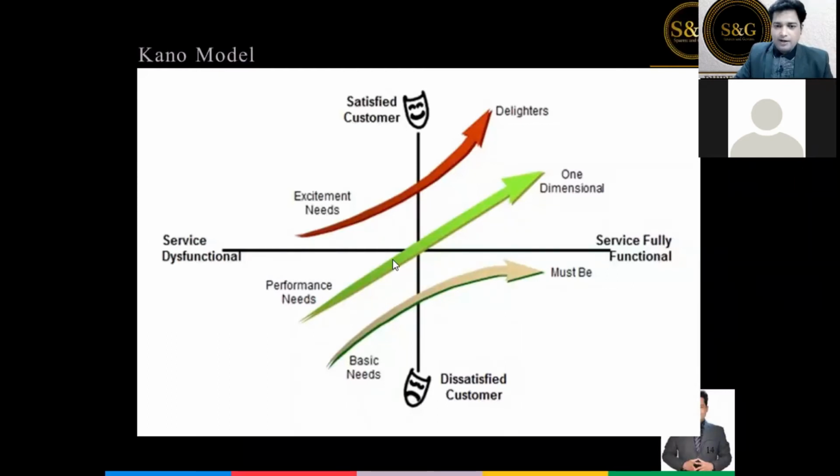The second type of needs, Kano says, is performance needs, which are one-dimensional in nature. What does that mean? Let's take the same example. That it should write on the board is a basic need. A performance need could be that the company says this will run for 2 months if you use it every day, and in reality, it runs for 3 months.